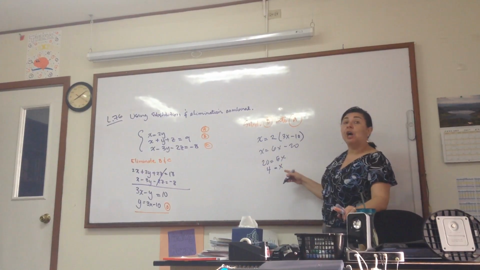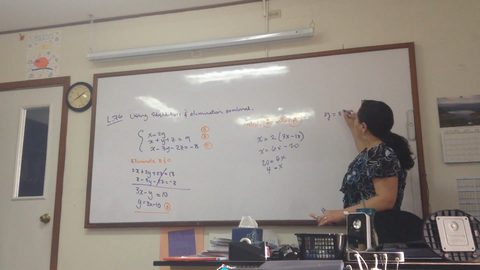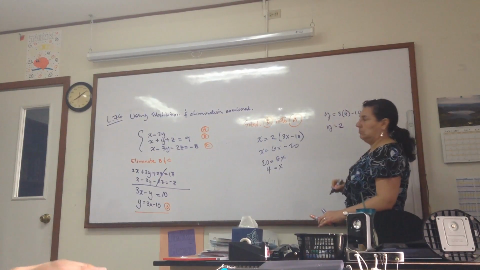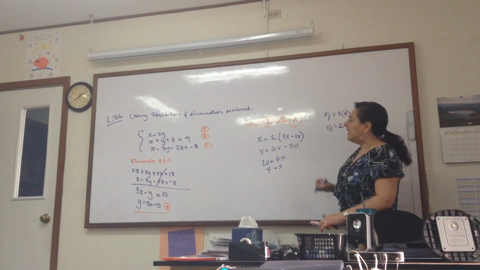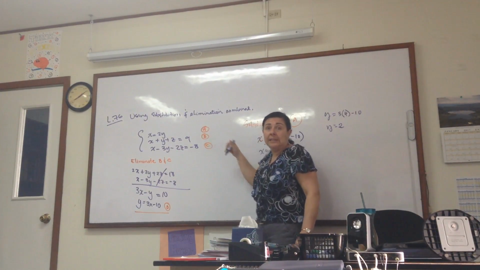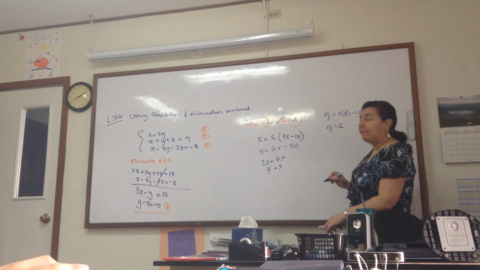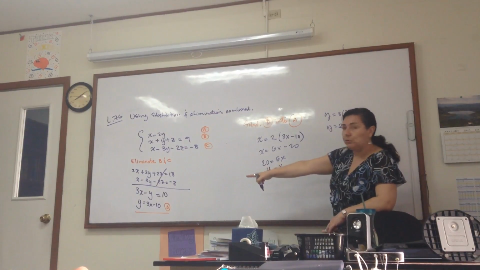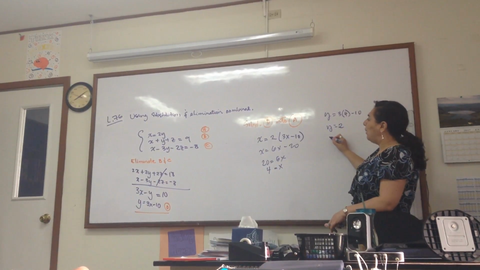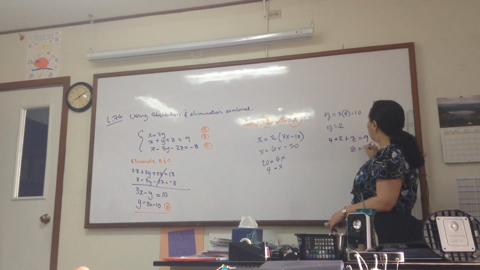Is somebody lost so far? No. So now I can find y equals 3 times 4 minus 10, y equals 2. Now I can substitute it into either C or B, it doesn't matter. Using B: y equals 3x plus 7. So now 4 plus 2 plus z equals 9, z equals 3.